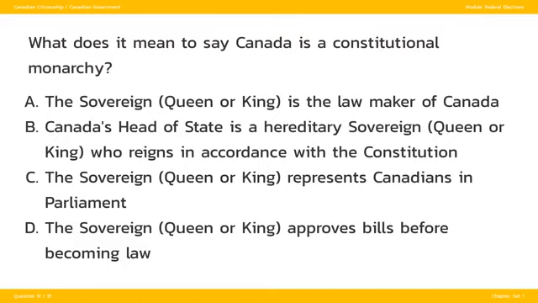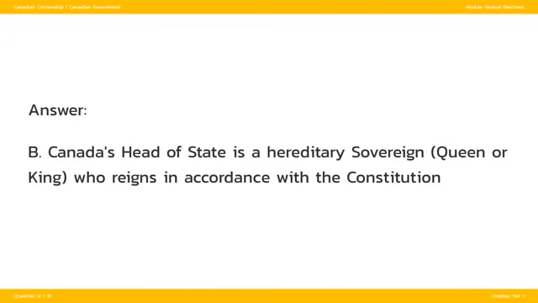What does it mean to say Canada is a constitutional monarchy? A. The sovereign, queen or king, is the lawmaker of Canada. B. Canada's head of state is a hereditary sovereign, queen or king, who reigns in accordance with the Constitution. C. The sovereign, queen or king, represents Canadians in Parliament. D. The sovereign, queen or king, approves bills before becoming law. The answer is B. Canada's head of state is a hereditary sovereign, queen or king, who reigns in accordance with the Constitution.